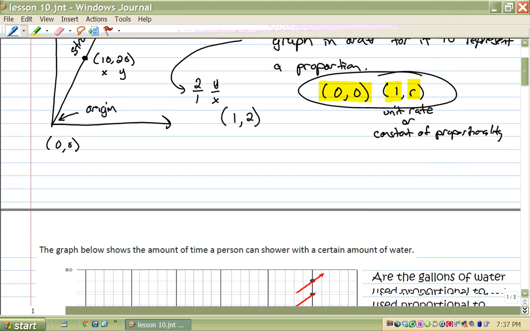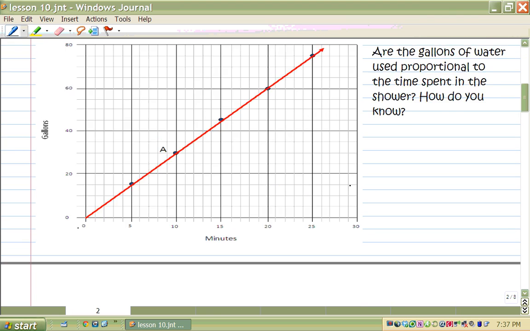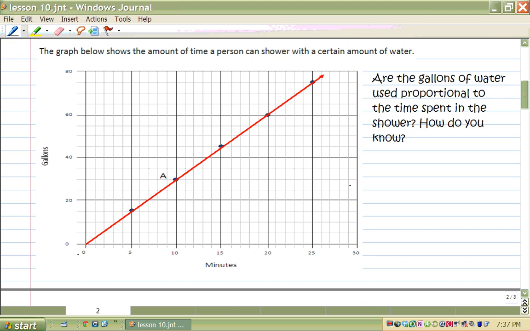Let's move on. Here I have a graph. I want you to copy this down, your graph, so pause the video right now. I expect to see this in your notes. Pause it. Okay, looking at this one, the first question. Are the gallons of water used proportional to the time spent in the shower? And how do you know? Well, yeah, it is. And how do I know? Well, duh, it's straight. And it goes through the origin. Right? This we know. Cool. I can handle this stuff.